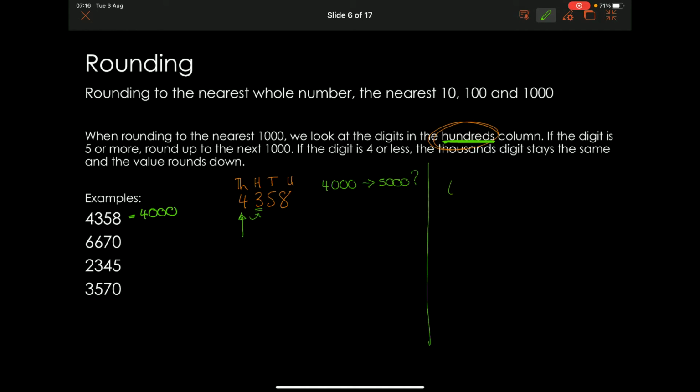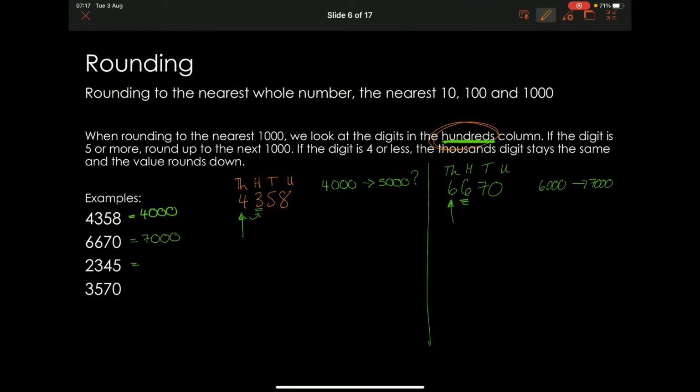Looking at the next one, 6,670. Again, we've got thousands, hundreds, tens, and units. Is this going to be closer to 6,000 or 7,000? We look at the digit next to it, the 6. 5 or above, that is. So if it's above 5, we're going to round up. It's going to be 7,000.